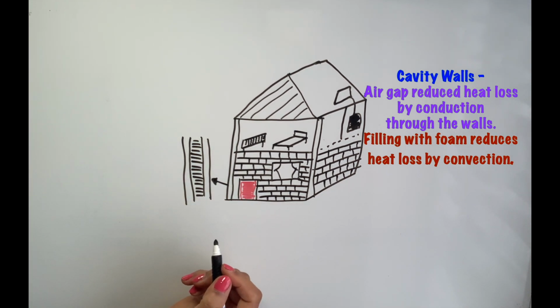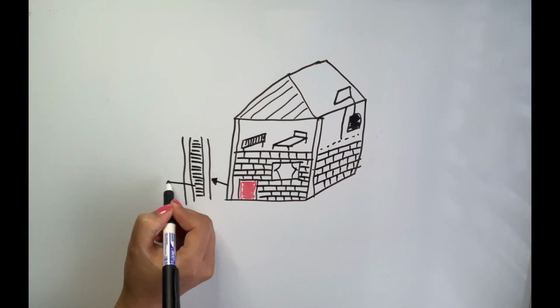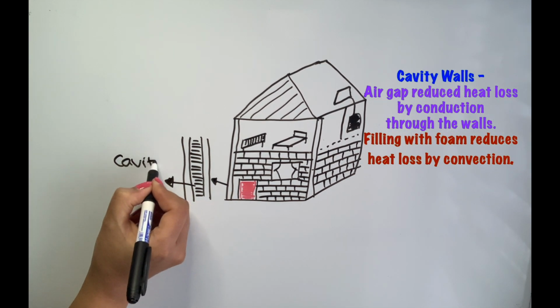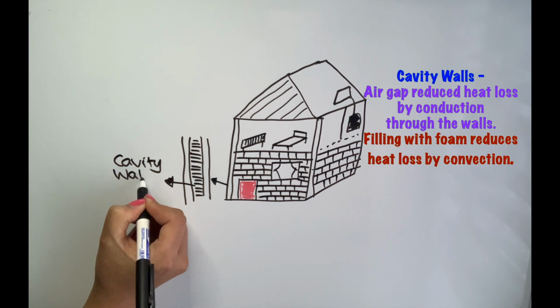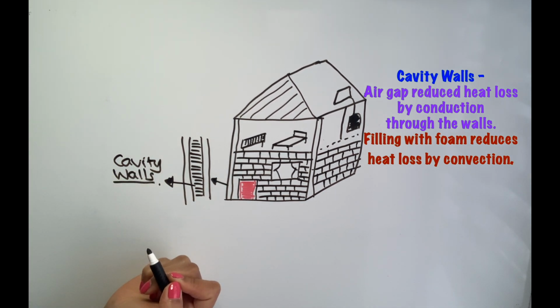Now, when we're looking at how to reduce heat transfer from our house, because once we get our house nice and warm, we want to keep it that way. We don't want the heat inside the house easily being transferred outside, because that would lose energy. And so one way is cavity walls, and they reduce heat transfer to the outside.